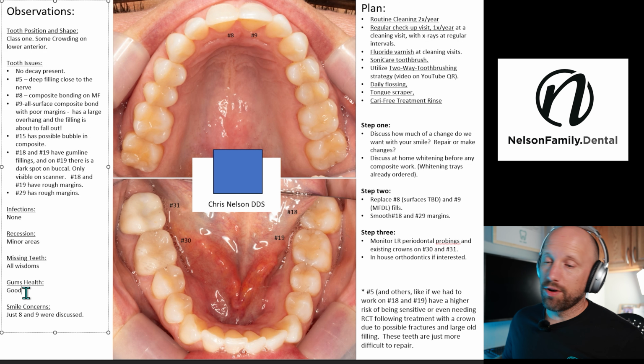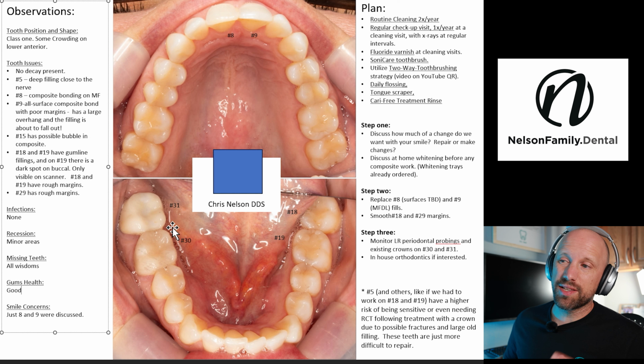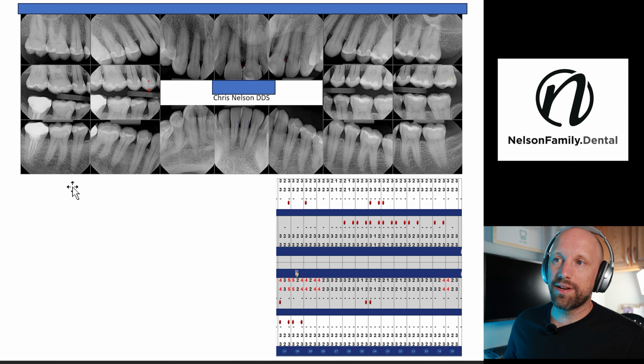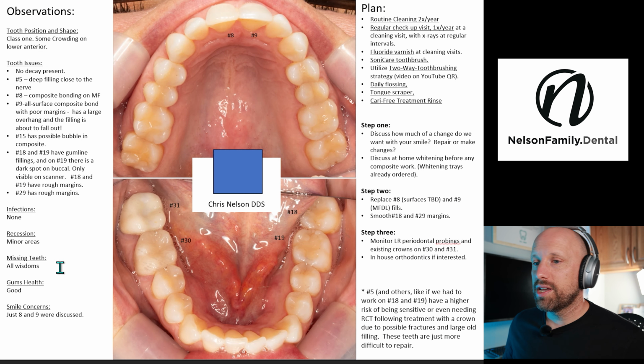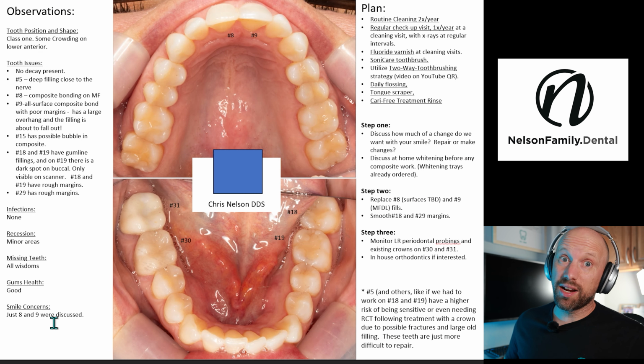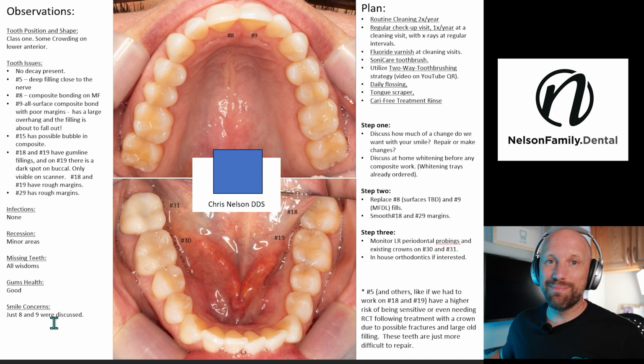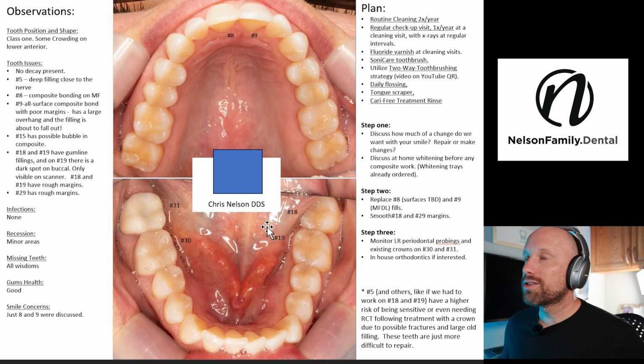The gums are overall in a healthy condition, except there are some deeper pockets around number 30 and 31. I think it's related to all the restorative work that's been done down there, but it could just be missing that area with oral hygiene. The smile concerns we're talking about are number 8 and 9, those top 2 teeth. The patient really is concerned about those. So what is our plan?